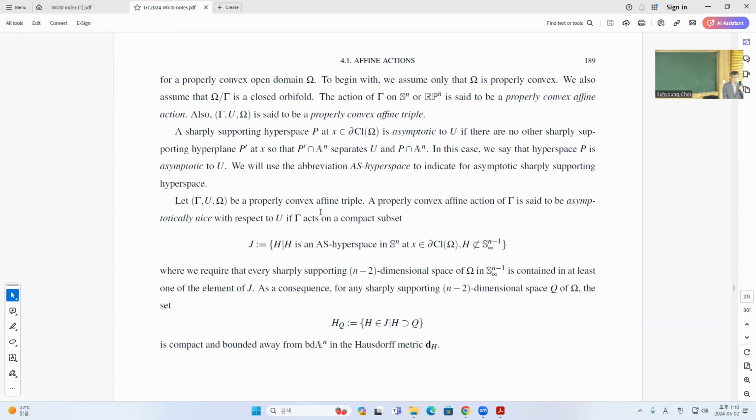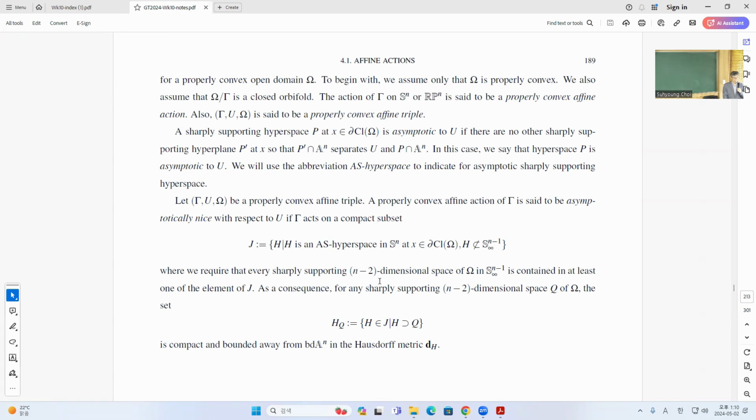Okay, and so let gamma, U, omega be a properly convex affine triple. And this action is asymptotically nice if gamma acts on this space J, which has to be convex. So this is an affine AS hyperspace at X, closure of omega, and H is not in the Sn infinity. So of course I mean that at every X there is some hyperspace H here. I should make that clear.